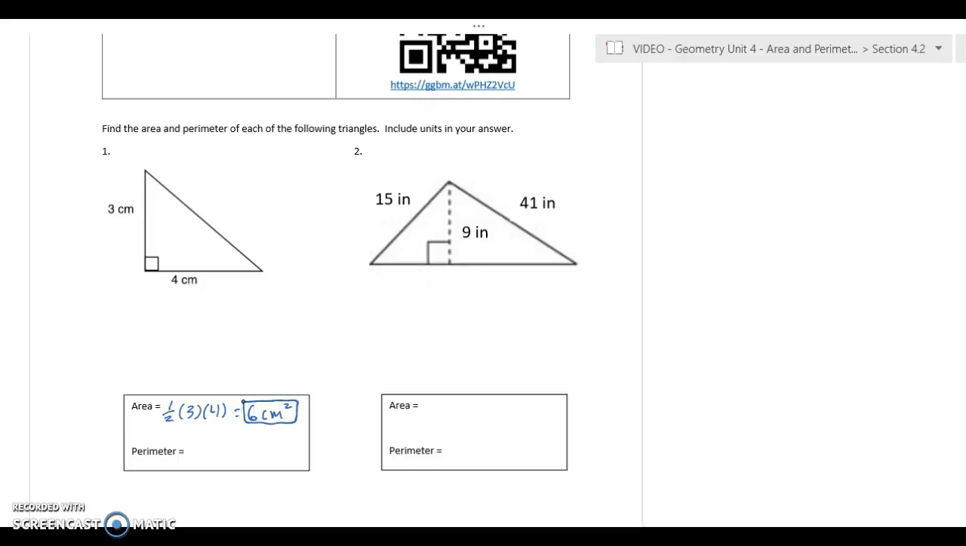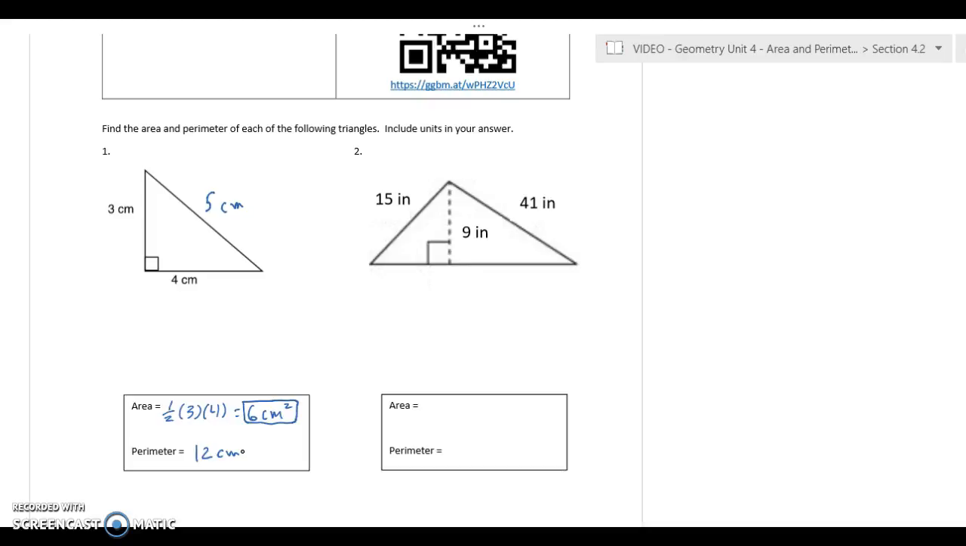The perimeter is all of my sides added up. So if I know one side is 3 and another side is 4, and I know it's a right triangle, then the hypotenuse has to be 5. That's just one of our triples, 3, 4, 5. So the perimeter is just all 3 added up. 3 and 4 is 7, plus 5 gives me 12 centimeters.